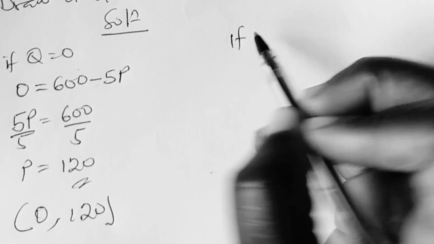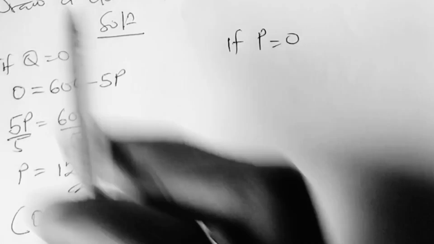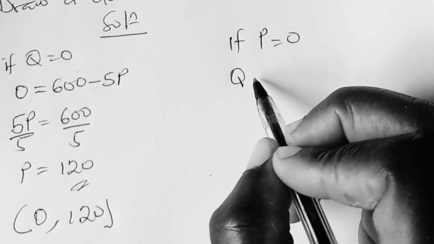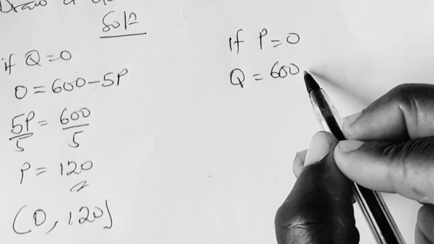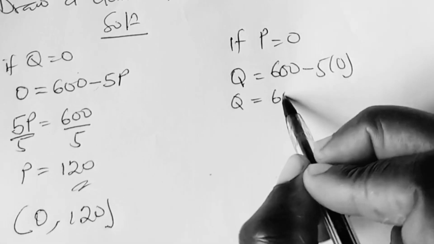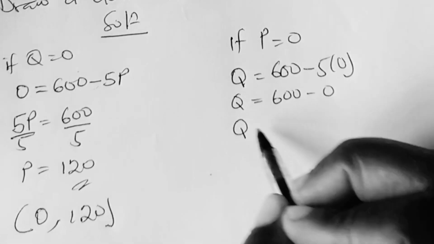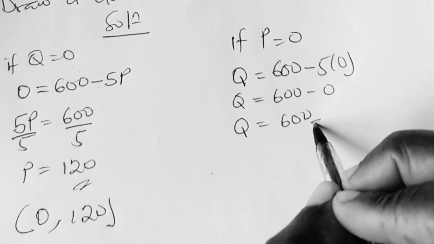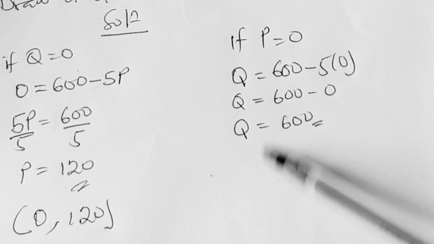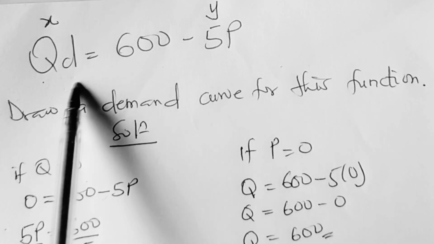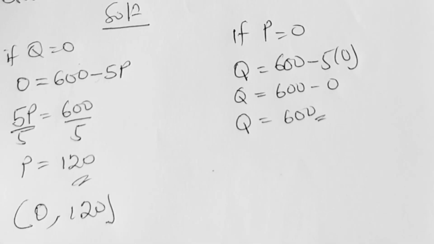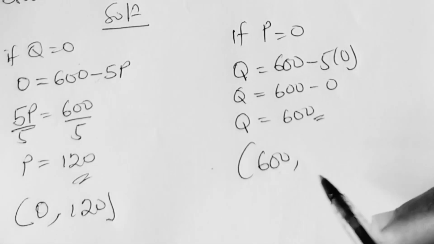Now if P equals 0, what is Q? What is Q if P equals 0? Now Q is equal to 600 minus 5 into 0. So Q equals 600 minus 0. Now our Q is equal to 600. This means that if there is no price at all, people will be buying 600 quantities of whatever the product is for this equation. So at price 0, quantity is 600.